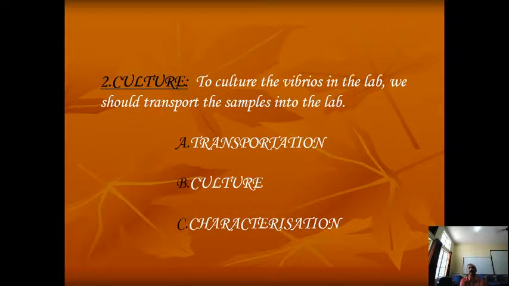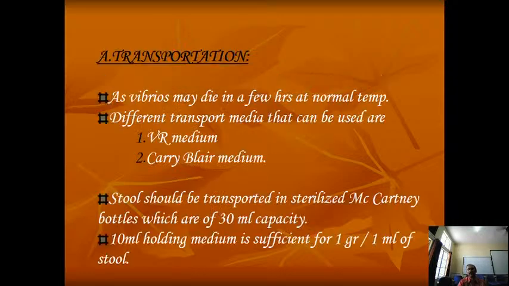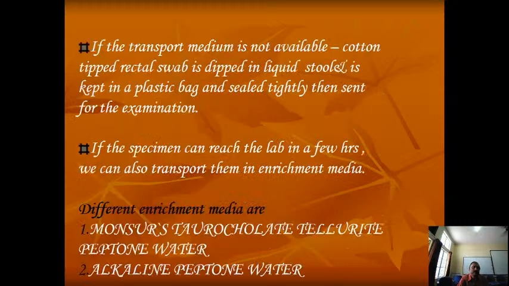Culture can be done first by transport, then the culture is done, and then the characterization. The transport mediums which can be used are VR medium and Cary-Blair medium. You take them in a McCartney's bottle of 30 ml capacity, and 10 ml of the holding medium is sufficient for 1 gram of stool. If transport medium is not available, then you take a rectal swab, dip it in the stool liquid, keep it in a plastic bag, seal it and send it.